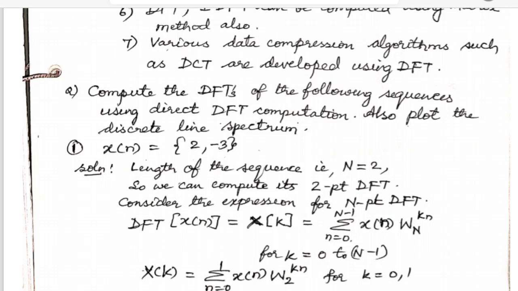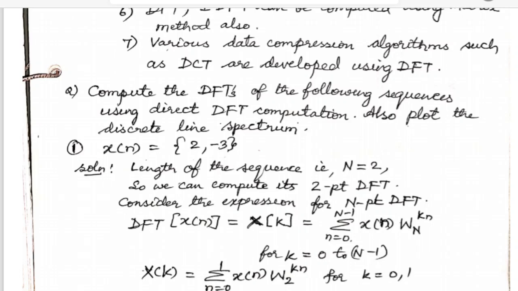Now here he hasn't specified what point DFT computation has to be done. So generally it is stated as N point DFT, capital N. We take capital N point DFT, N being the length of the sequence. Here sequence length is 2, so let us compute its 2 point DFT. Generally he specifies what point DFT you need to calculate. So now here N being 2, we will find 2 point DFT.